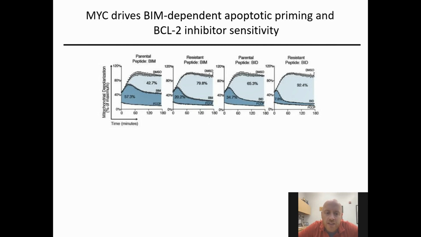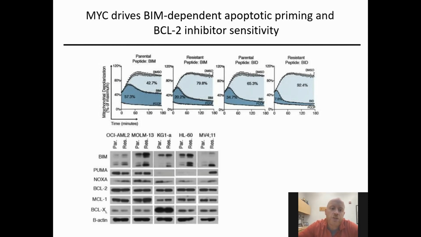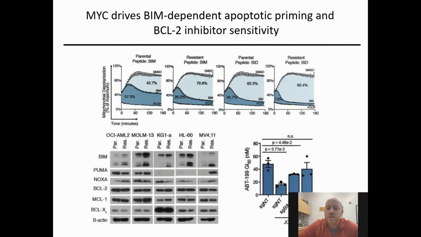But what we show is that in the setting of MYC hyperactivation driven by drug therapy, in this case by treatment with the BRD4 inhibitor JQ1, this results in an increase of cell priming state as measured by BH3 profiling, and an increase in BIM levels, a pro-apoptotic member of the BCL2 family of apoptotic regulators. And in fact, we showed that this BIM upregulation is important for the hypersensitivity to ABT199 that we observe in JQ1 resistant cells, in that knocking down BIM partially reverses the phenotype.